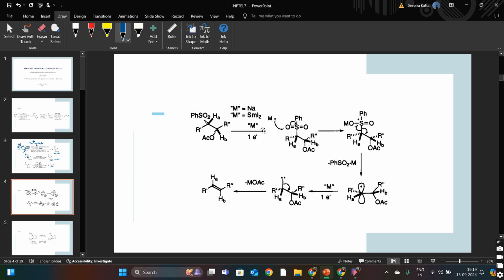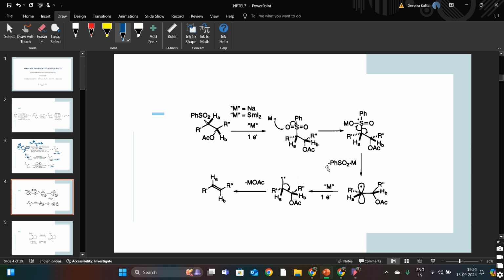Okay, so what happens, the samarium metal which is being treated with the substrate donates one single electron to the sulfone in this manner to generate this sulfur radical. Okay, and this sulfur radical subsequently undergoes homolytic cleavage to give you carbon sulfur bond cleavage, and like this you get this carbon radical. Now another electron is going to be donated by the metal present in the reaction system, and that will give you this kind of intermediate product. Okay, this is the intermediate product by 2 electron donation by metal.